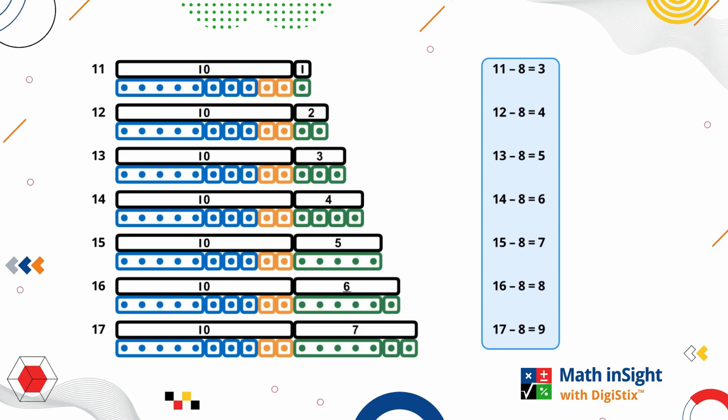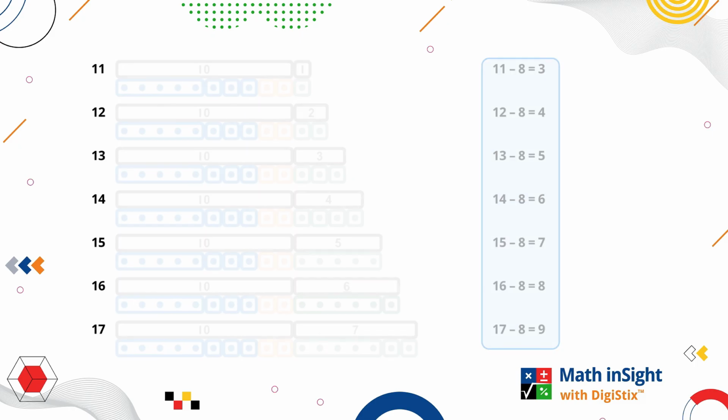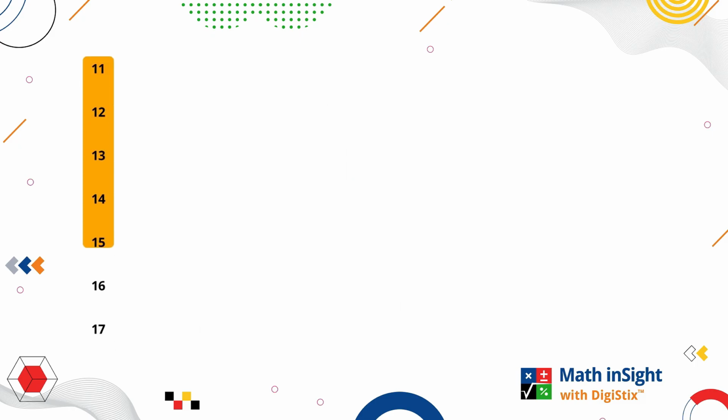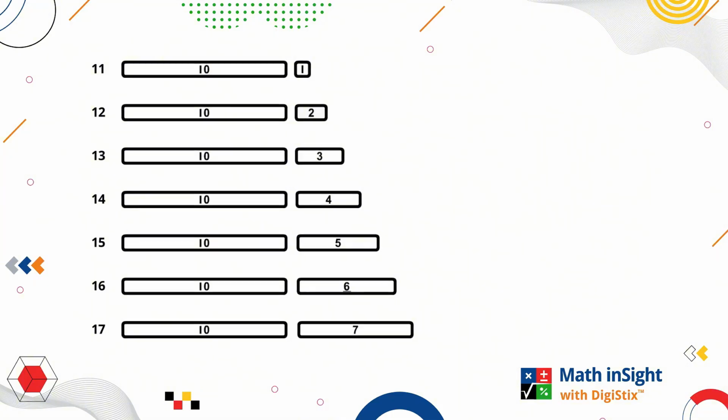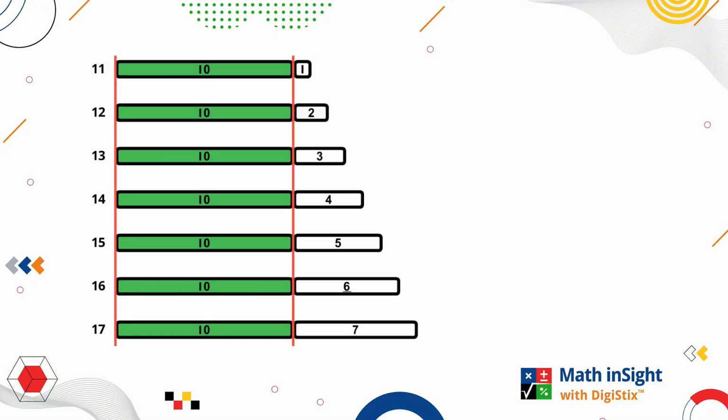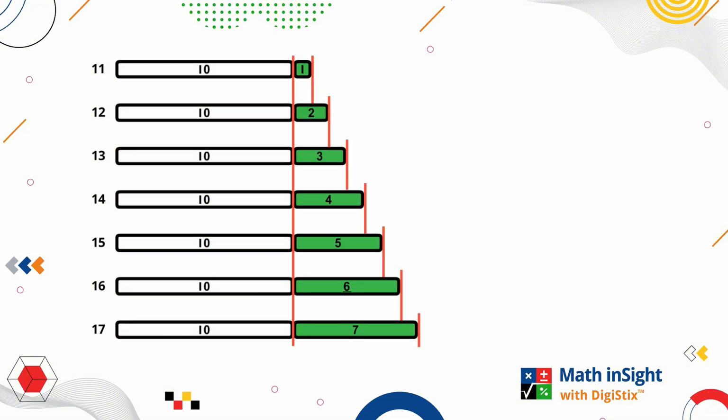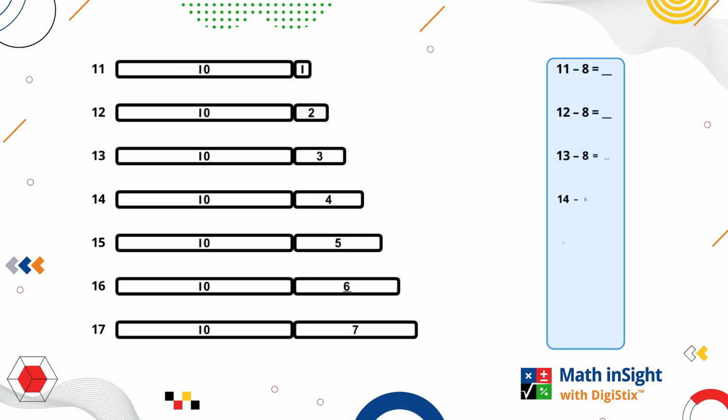In this video, we'll show how to use the make-addend strategy to subtract 8 from numbers 11 through 17 using DigiStix and the unknown addend definition of subtraction. These are the numbers 11 through 17. Each number is made up of 10 and a number over 10. We write the subtraction equations like this.